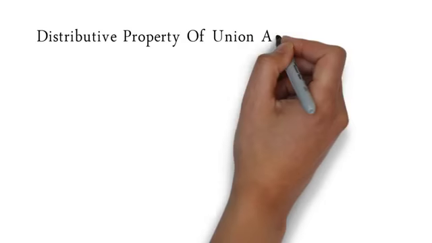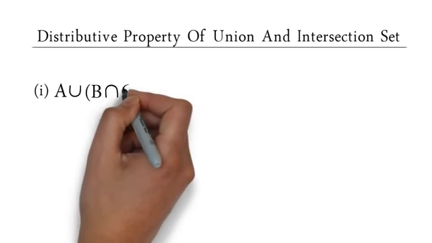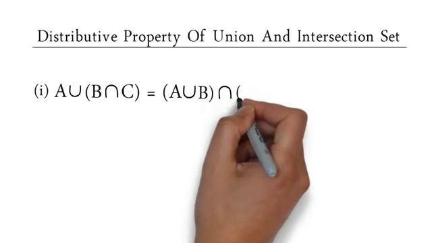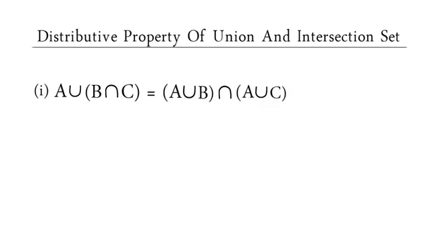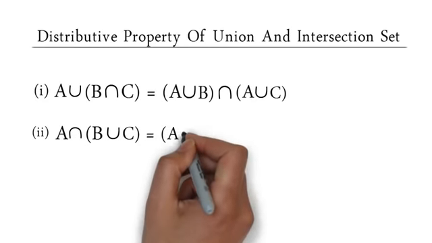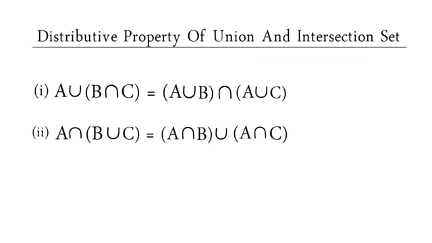Distributive property of union and intersection of sets. First, A union with B intersection C is equal to A union B intersection with A union C. Second, A intersection with B union C is equal to A intersection B union with A intersection C.